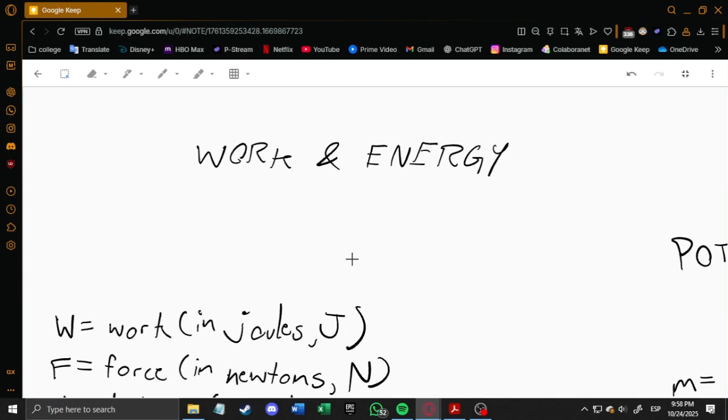Today we're diving into the topic of work and energy. These are two key ideas that describe how forces cause movement and how energy changes from one form to another.